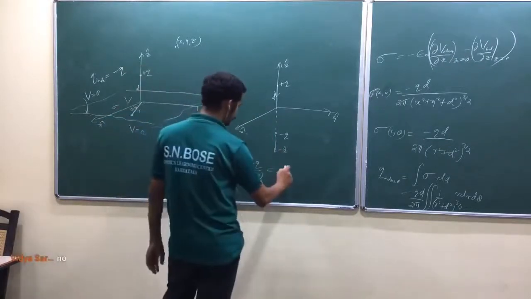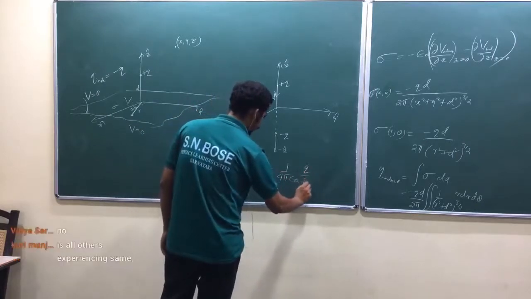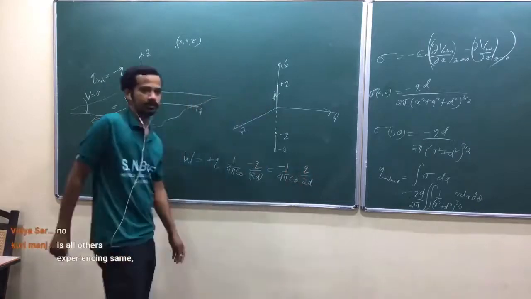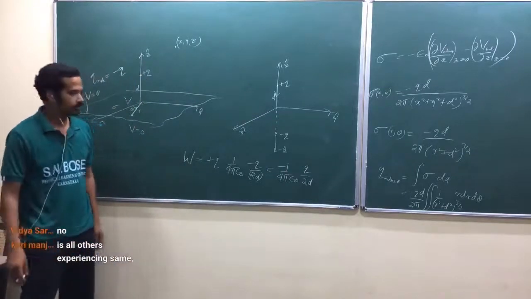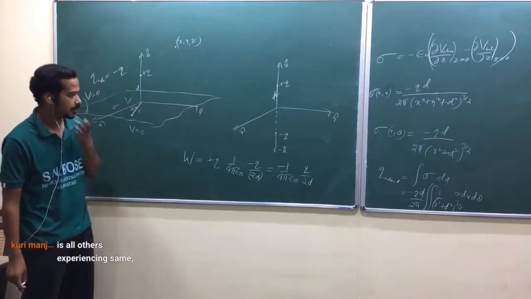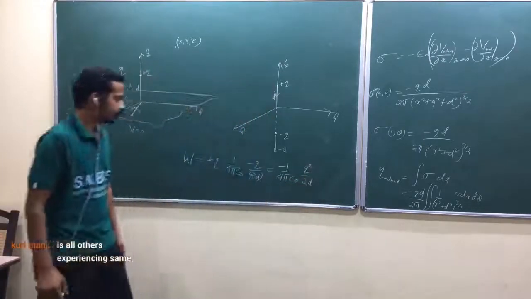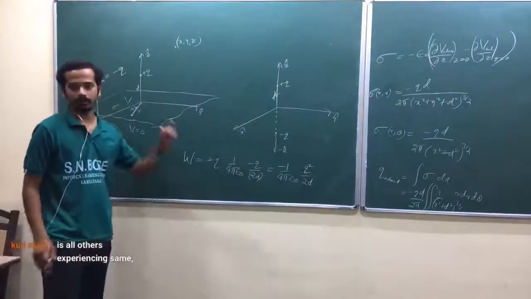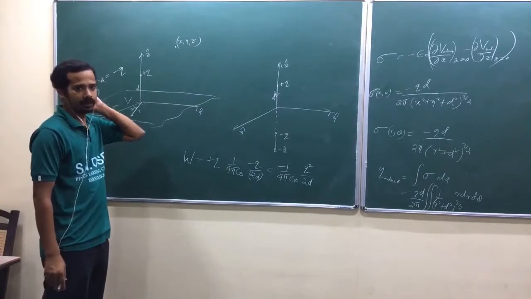So that is 1 by 4 pi epsilon naught q square by 2d with negative sign. But that is wrong. Q square, yeah. No, that is wrong. Why is it 2 times?